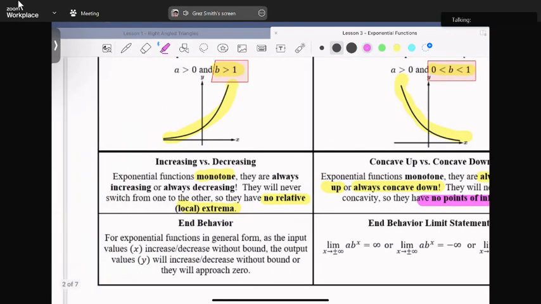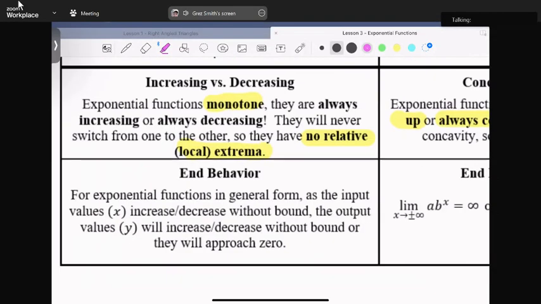The end behavior. So exponential functions in general form. Notice that we're using the wording in general form. As the input value. So let me pause on this one. This paragraph is one of those that we memorize. It's the answer to one of the test questions in the test. This paragraph and the wording of this one is a memorization one.